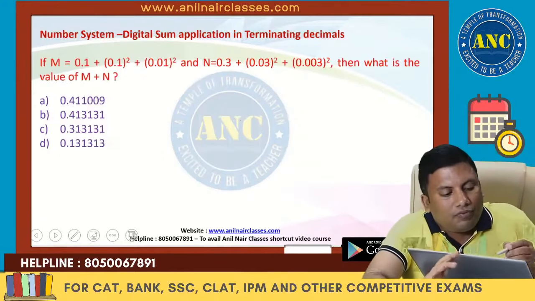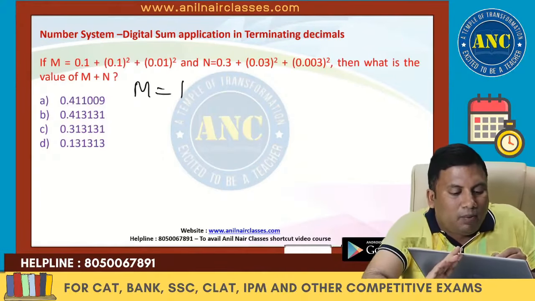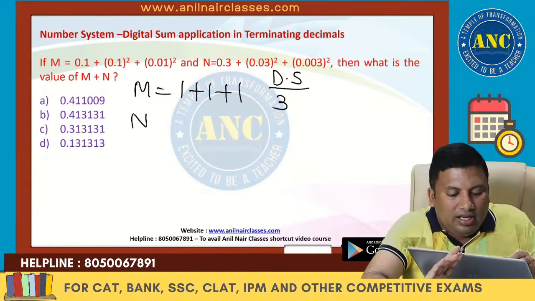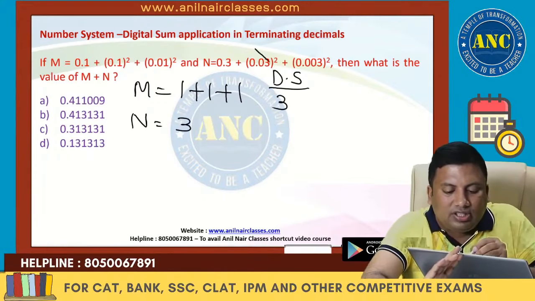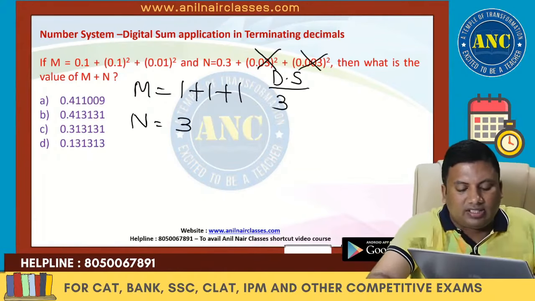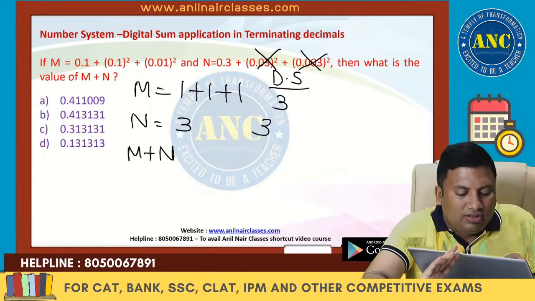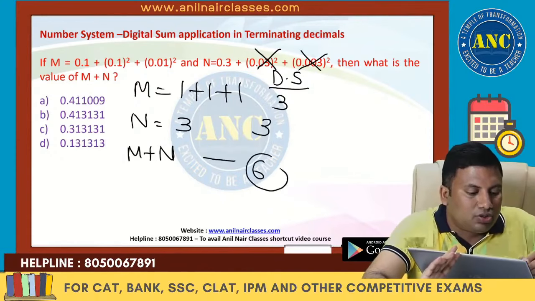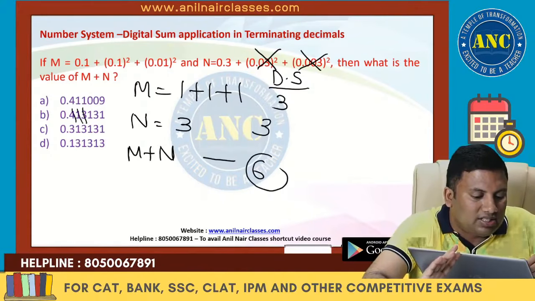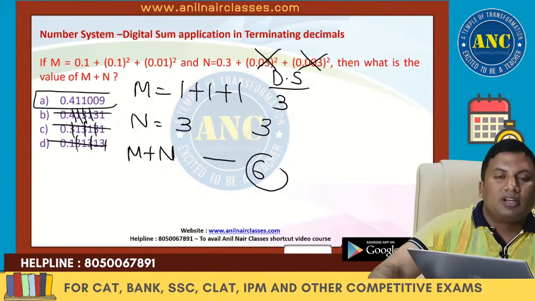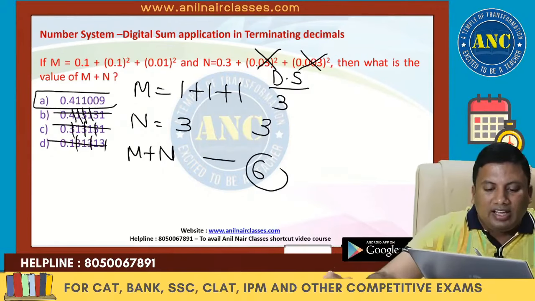Next one. M is nothing but 0.1, 1, it is 1, it is 1. Digital sum for M is nothing but 3. N is nothing but 0.3, it is 3. 9 plus any number, digital sum will not change. Digital sum is 3. M plus N, 3 plus 3, the answer's digital sum should be 6. 4 plus 3 is 7, and 9, these are not possible. These are not possible. 411009. I hope the idea is clear, right?